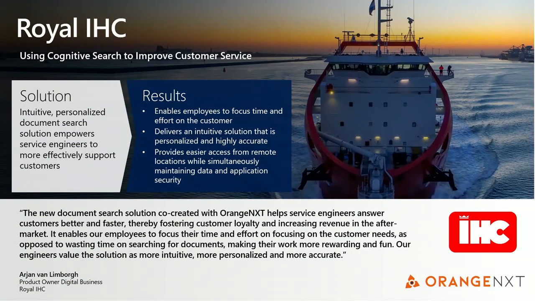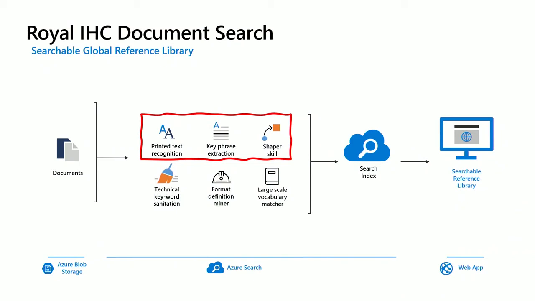So Royal IHC, like I mentioned, does shipping and deep sea manufacturing. Their big scenario was customer service. They wanted to reduce the amount of time, or speed up the response time, for helping their customers, making it so that their agents can find the information they're looking for more rapidly. The out-of-box skills they used were printed text recognition and key phrase extraction. The shaper skill is about taking something that doesn't look like the structure you would want and massaging it into another structure. So it's like a utility, and it helps you massage things around.